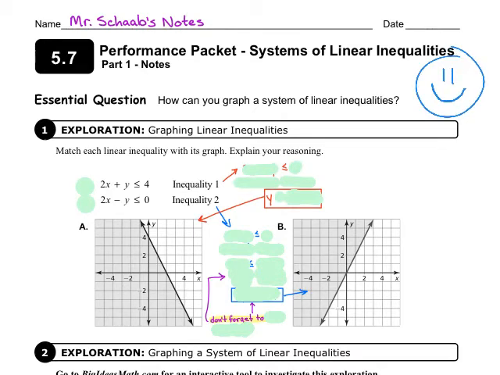Exploration 1 says match each linear inequality with its graph and explain your reasoning. So it's always good to start with a little refresher from last section. We have two inequalities here, inequality 1 and inequality 2, and we're supposed to match them with our graph. So what's the first thing that we're always going to do if we're talking about graphs of a linear equation or inequality? We've got to put it in slope-intercept form. So that's the first thing I'm doing here.